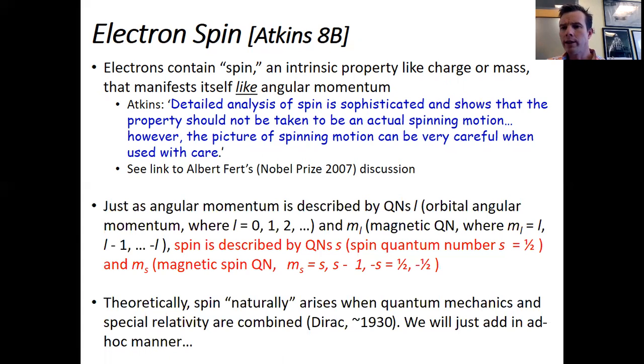It turns out that there is only one possible spin for an electron, and that is 1/2. If S is equal to 1/2, it's the only possible value, then the projections are S, S minus 1, dot, dot, dot, to minus S. In other words, it could be 1/2 or negative 1/2.